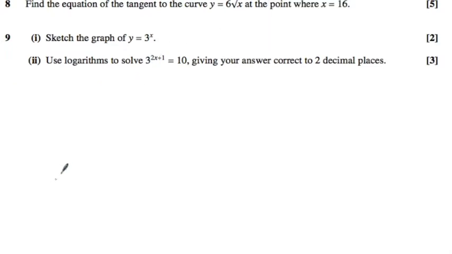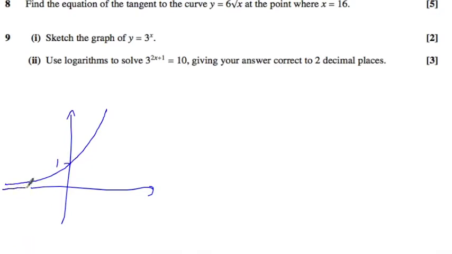Question 9. Sketch the graph y equals 3 to the x. All exponential curves have this same shape and they all go through 1 and they all never touch the x-axis. So you're going to want to make clear that it tends towards but never touches the x-axis. Okay. So that's the same for any 2 to the x, 3 to the x. The only time it changes is if it was a half to the x or something to the minus x, in which case it would be the opposite way around.